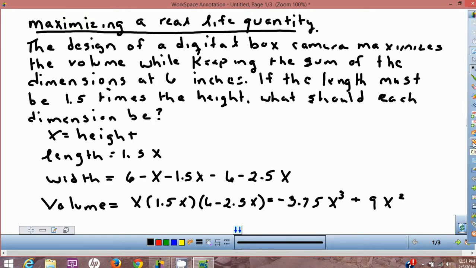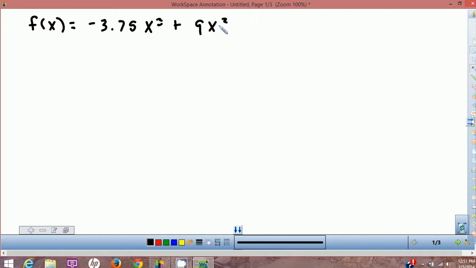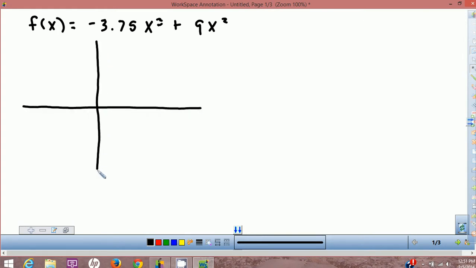So let's get us some room on our screen here. Let me clear this off. And let's graph on the calculator. You would do well to do this along with me. My function was f of x equals negative 3.75x cubed plus 9x squared. Now, you may have to play with your window in order to get this to graph. So if you need to play with your window, play with your window. You need to get it until you can actually see the shape of the graph. Well, if I play with this long enough, I can get a graph that looks sort of like this.